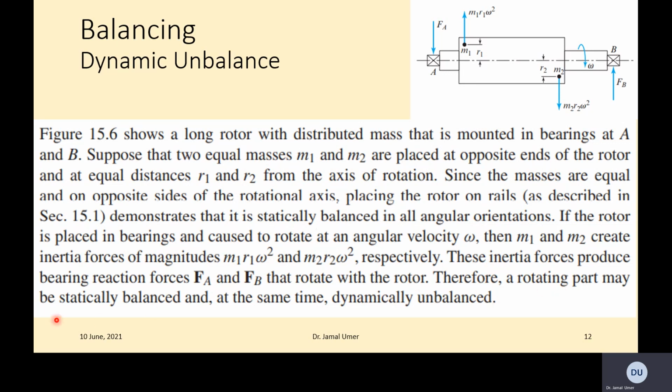Therefore, a rotating part may be statically balanced and at the same time dynamically unbalanced. Very important consideration with this example. If the part is in static balance, as we have seen, because we have equal masses at equal distances at different places, they cancel out and we have a static balance. But when it's rotating, it's in a dynamic situation, so it will be dynamically unbalanced. Why? Because the inertia force of each mass causes outward forces, which continually cause Fa and Fb forces.